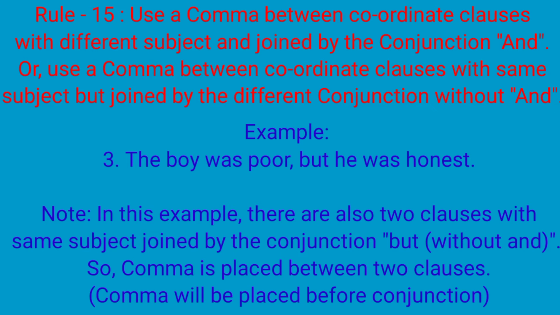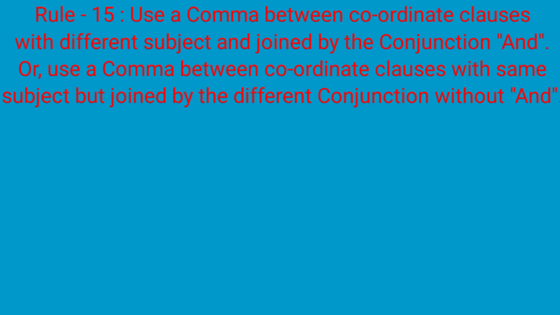Example 3: the boy was poor but he was honest. In this example, there are two clauses. The boy was poor, but he was honest. He was honest is another clause. These clauses are joined by the conjunction but, a different conjunction without and, and so a comma is placed before the conjunction.